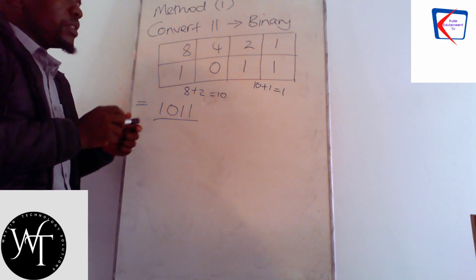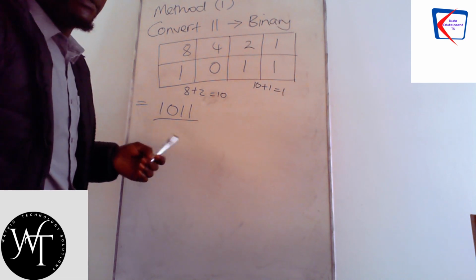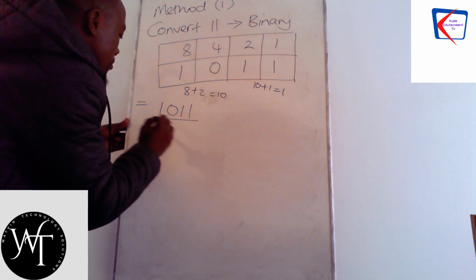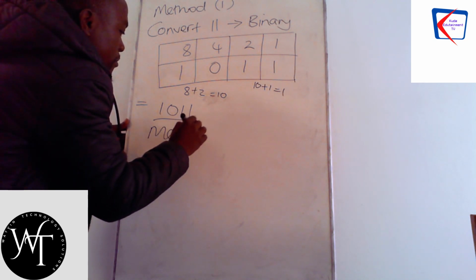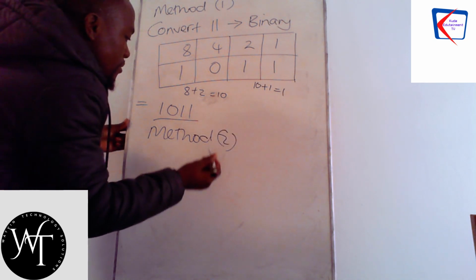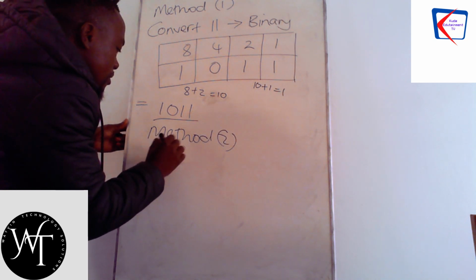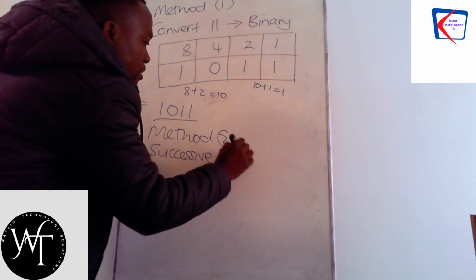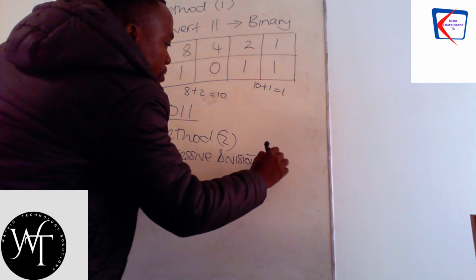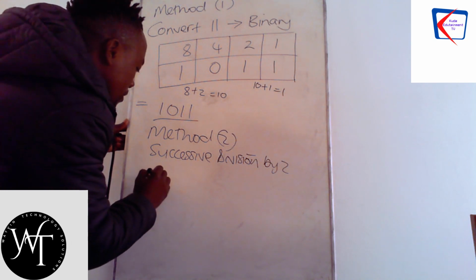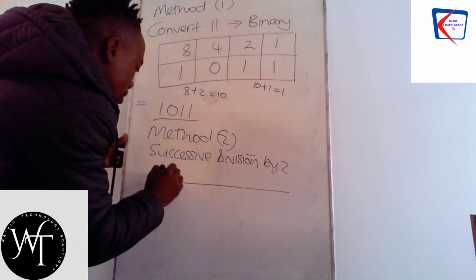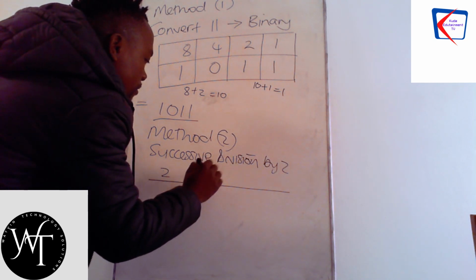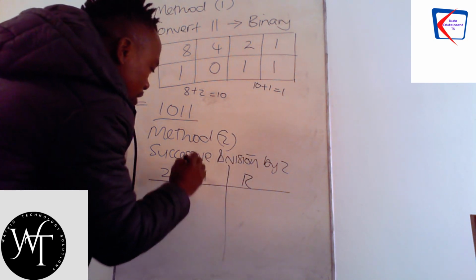So I want to show you the second method, which is successive division by 2. So second method, successive division by 2, right? So we draw this. We have our 2, right? We have our 11 and then the remainder here like this.